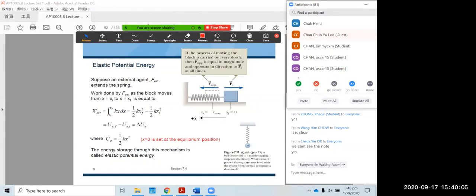So let's come back to the lecture slide of circular motion, and that is page 65.